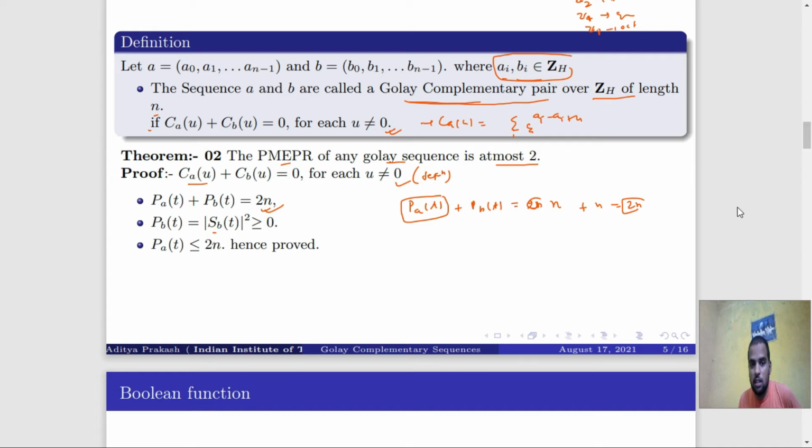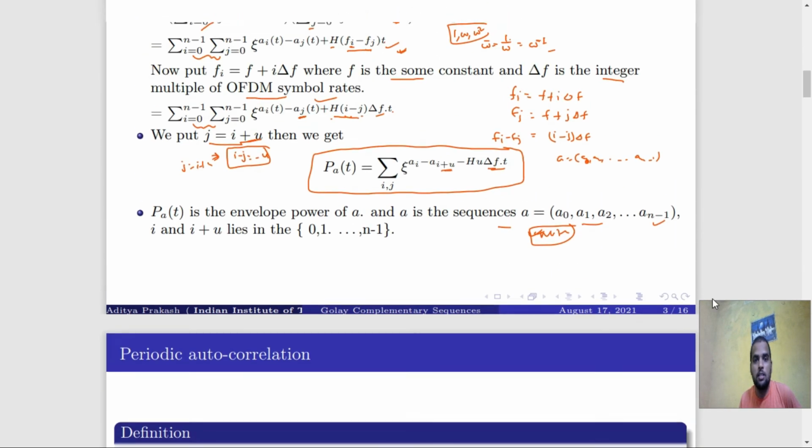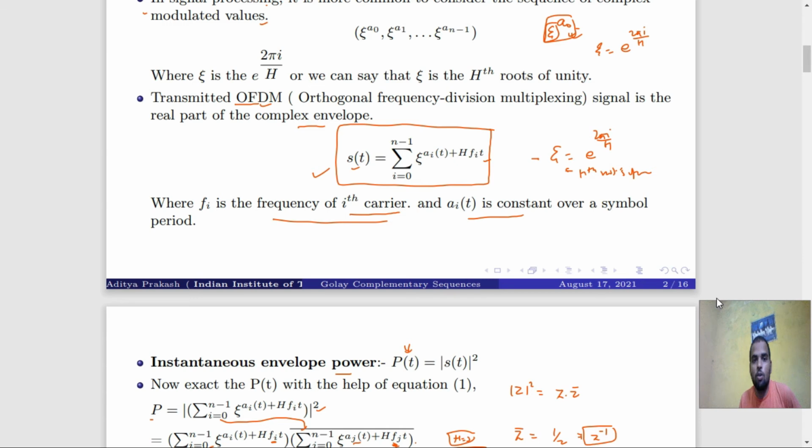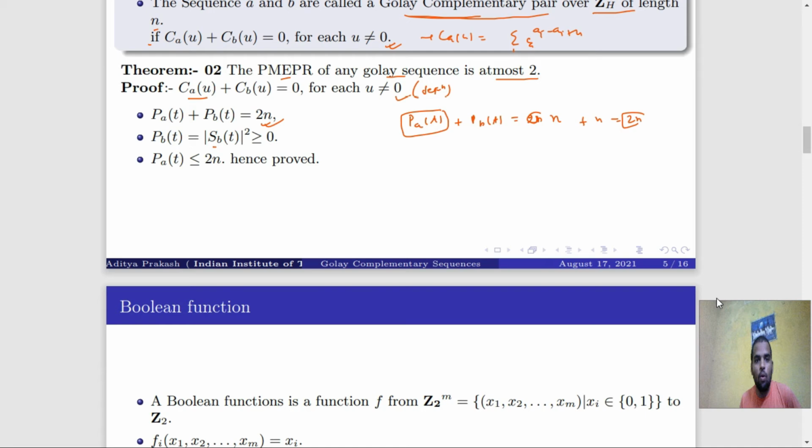We know that PBT is nothing but the square of the modulus of S_B(t). We already described that S_B(t) is the transmitted OFDM signal, and this square is the instantaneous envelope power. We know that a square is never negative, so its value will be greater than or equal to 0. Then at a particular t, PAT is always less than 2n, because the other term is greater than 0. That means PAT is always less than or equal to 2n. Suppose in a particular case S_B(t) is equal to 0, then in that case PAT is equal to 2n. So it is at most 2.